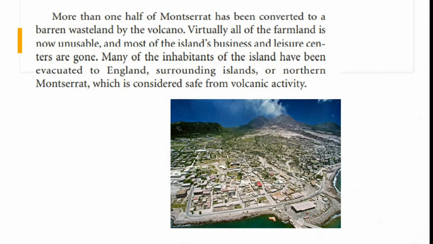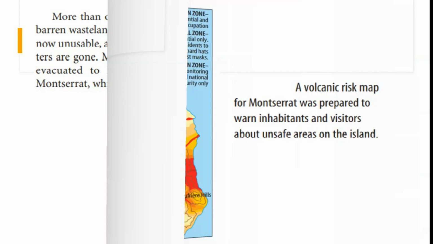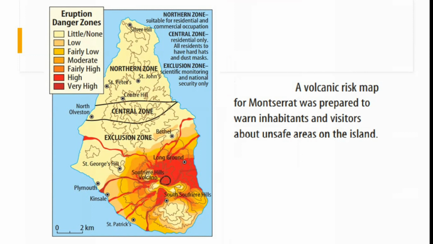More than one half of Montserrat has been converted to a barren wasteland by the volcano. Virtually all of the farmland is now unusable, and most of the island's business and leisure centers are gone. Many of the inhabitants of the island have been evacuated to England, surrounding islands, or northern Montserrat, which is considered safe from volcanic activity. A volcanic risk map for Montserrat was prepared to warn inhabitants and visitors about unsafe areas on the island.